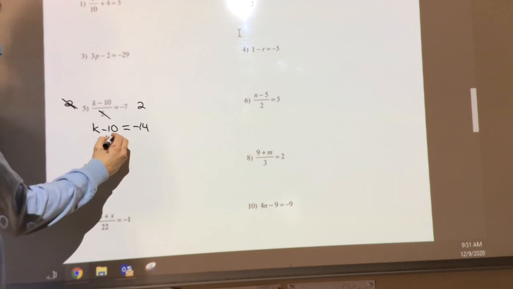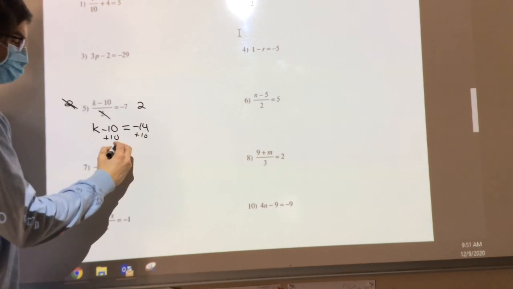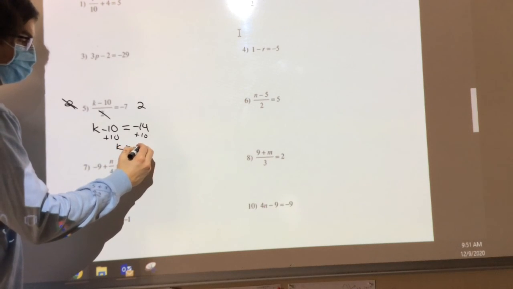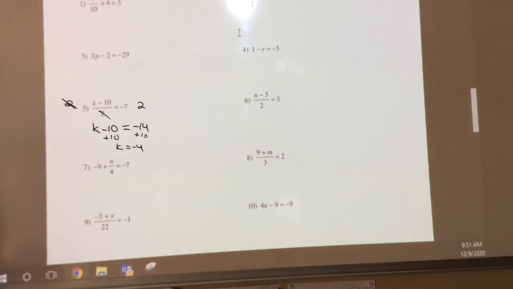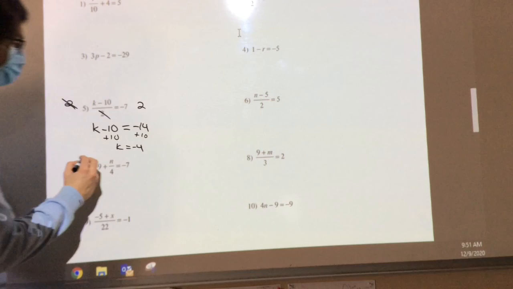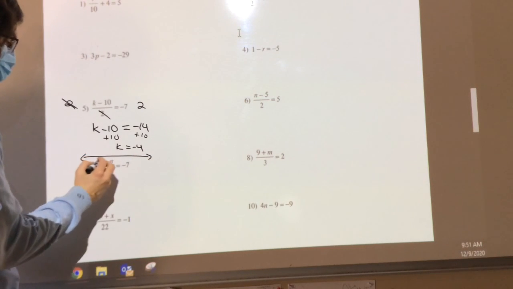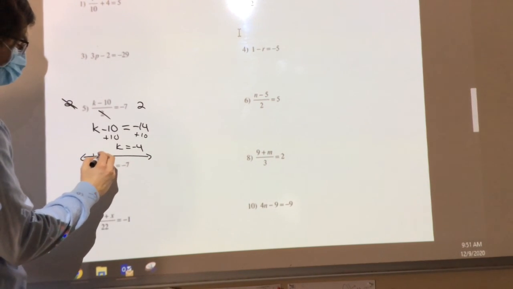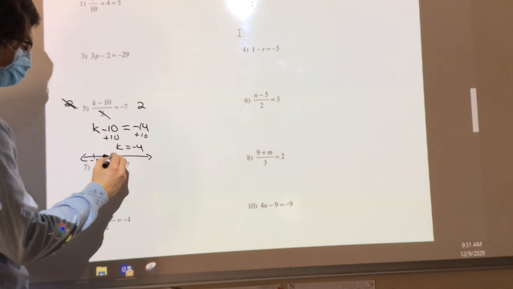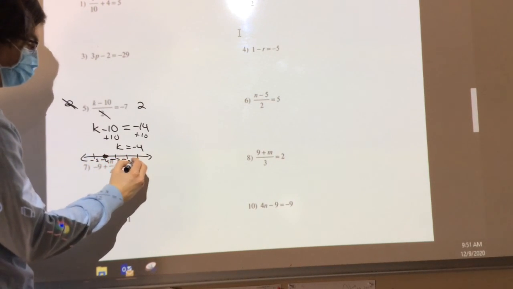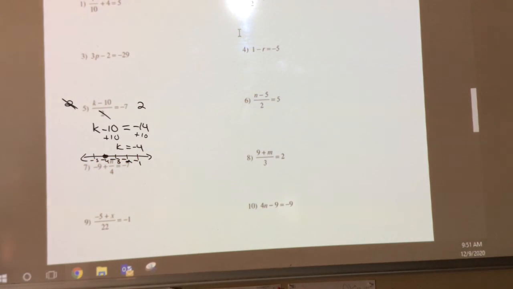Alright, so from here I'm going to add 10 to both sides. k equals negative 4. And then we're going to take that k equals negative 4, put it on the number line. We good there? 7, we're good? 9, we're good?